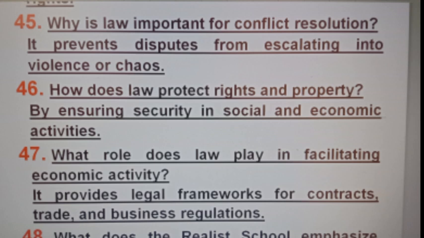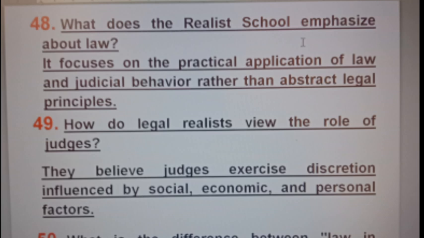What role does law play in facilitating economic activity? It provides legal frameworks for contracts, trade, and business regulations. What does the realist school emphasize about law? The realist school focuses on the practical application of law and judicial behavior rather than abstract legal principles.